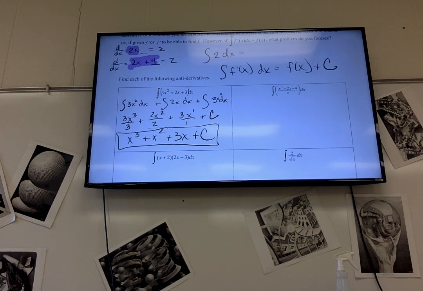Pi over 2. Okay, so for each one of these, we're dividing by x. So it's an integral, x cubed divided by x. I'll write it like this first. Oh, we're gonna have to do the reverse.